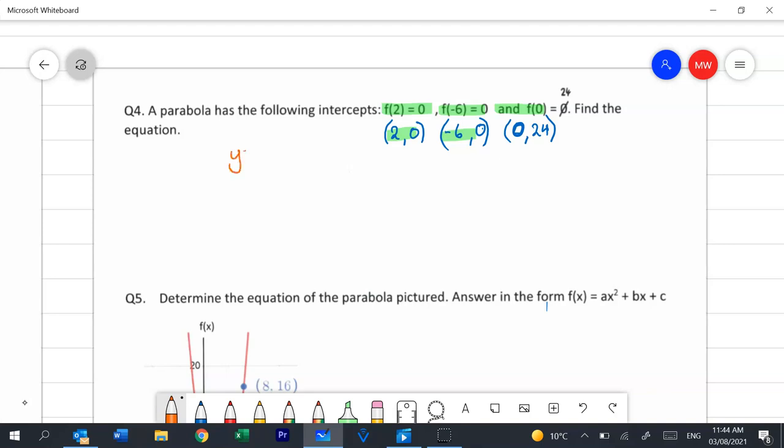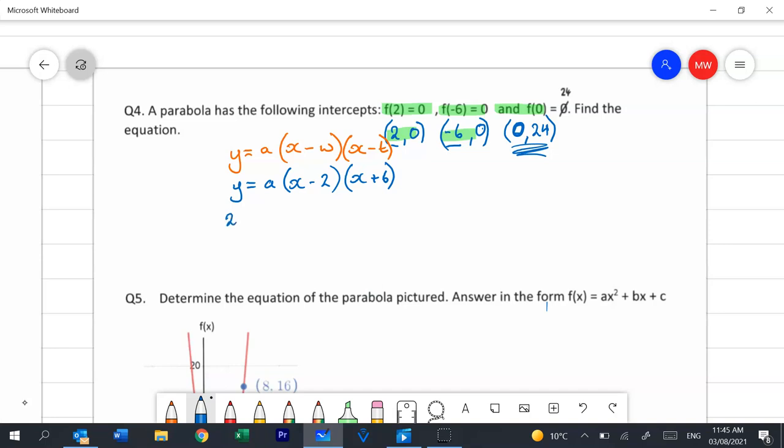So we're going to go back to our factorized equation, y equals a outside of x minus w, x minus t, and we'll sub in what we can. So we've got y equals a, which is unknown, x minus 2, that one comes from here, and we've got an x plus 6, that one comes from here. Now we've got x's, y's, and a's unknown again, so we will use our y-intercept here, as our random point that we steal our x and y values from.